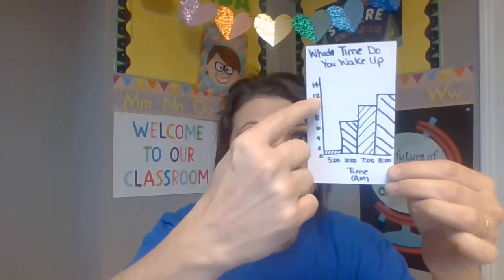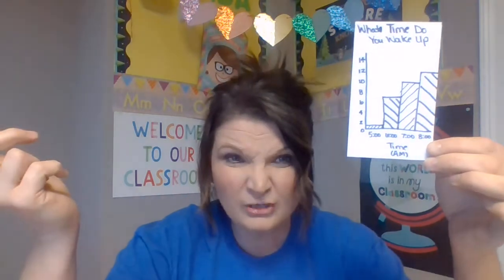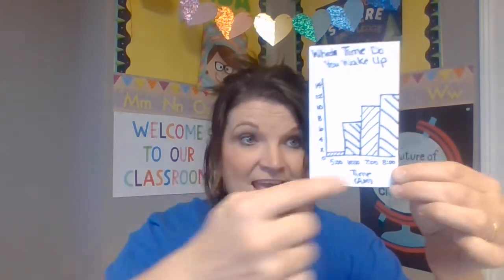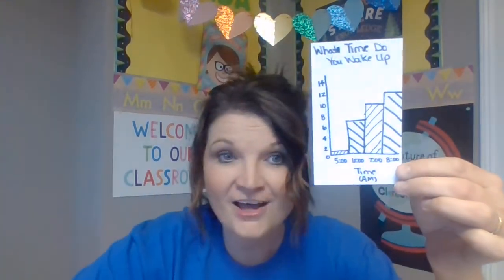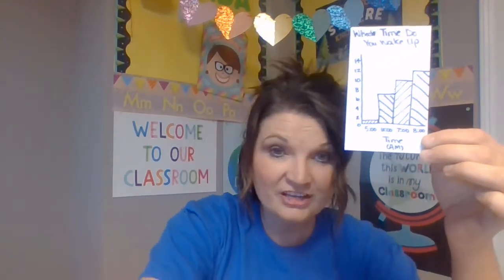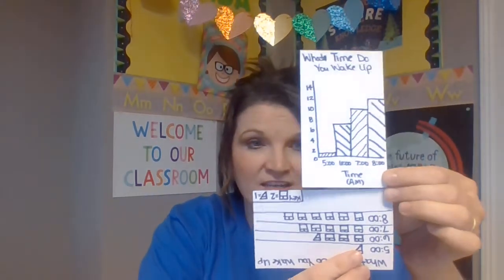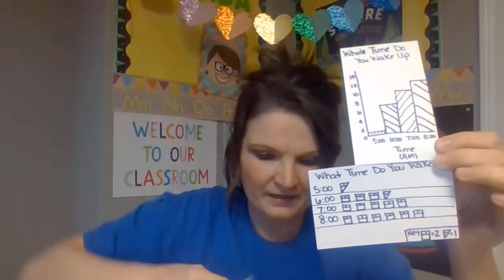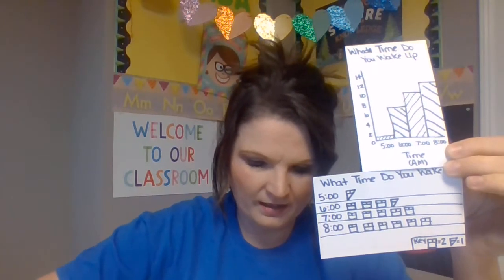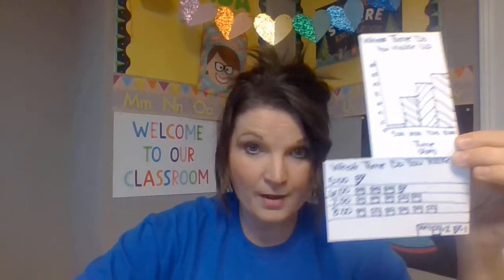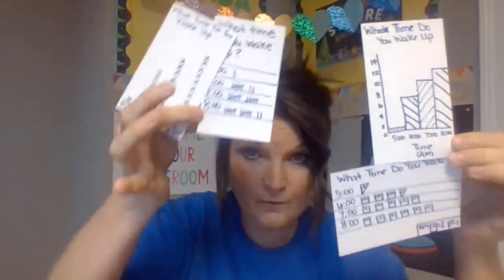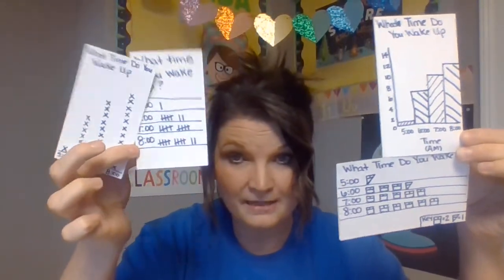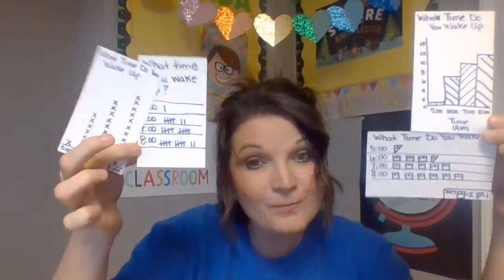7 o'clock goes up to the 10. If I was using grid paper, it would make it much easier to see that. And then the 8 o'clock is at the 12. I just took information that I collected from a tally chart, and I represented it in three ways, including my tally chart. So I hope this was helpful.